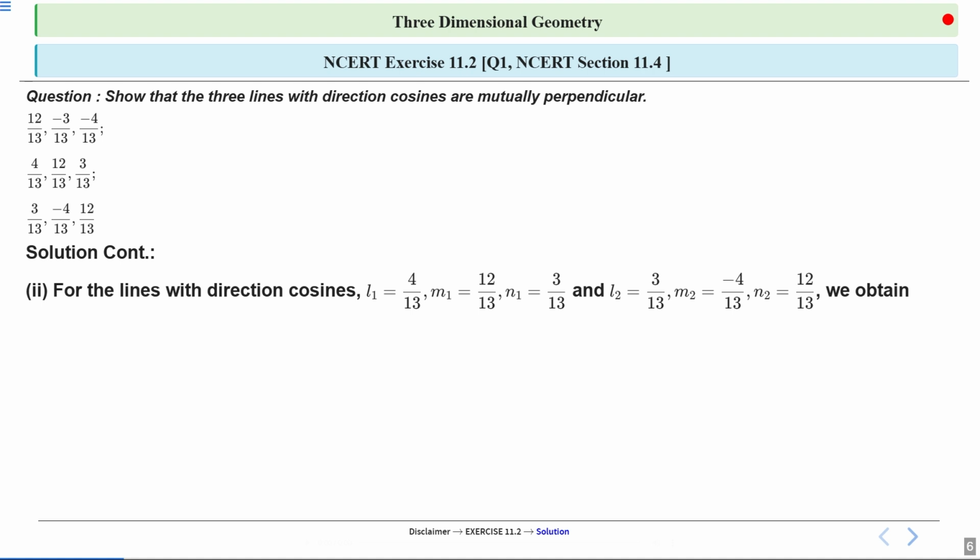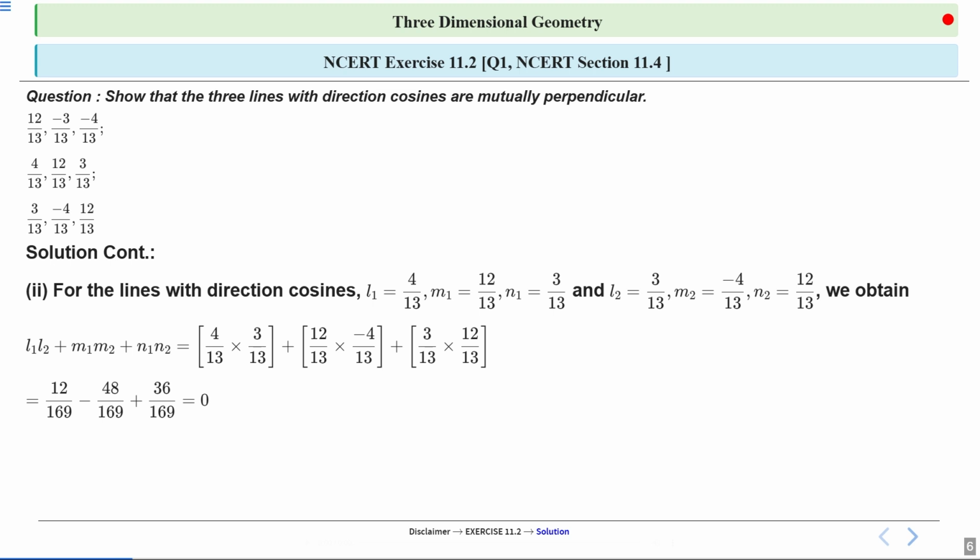So now let's substitute these values into the perpendicularity condition. Here, L1 times L2 plus M1 times M2 plus N1 times N2 equals 4 over 13 times 3 over 13 plus 12 over 13 times minus 4 over 13 plus 3 over 13 times 12 over 13.